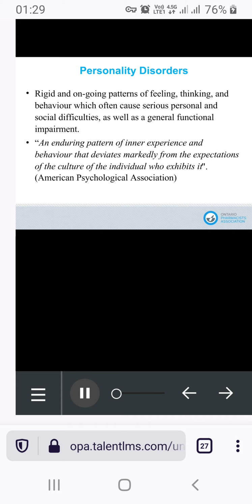Personality disorder: a rigid and ongoing pattern of feeling, thinking, and behaving which often causes serious personal and social difficulties as well as general functional impairment. An enduring pattern of inner experience and behavior that deviates markedly from the expectations of the culture of the individual who exhibits it. American Psychological Association.